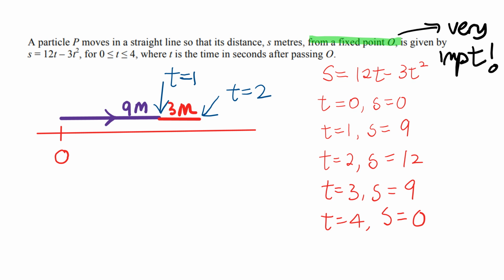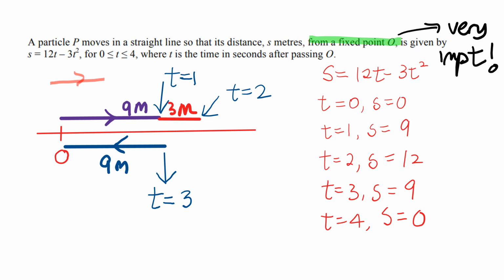When t is equal to 3, s is 9. Now remember, you have to measure the distance from the fixed point O. So this is what it means: 9 meters from the fixed point O. That is when your t is equal to 3. So what happened? You see, your particle is actually traveling in this direction. And now we are saying that it's traveling the other way around.